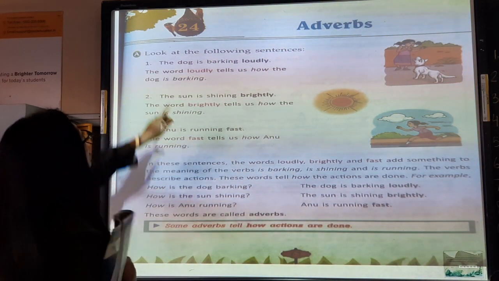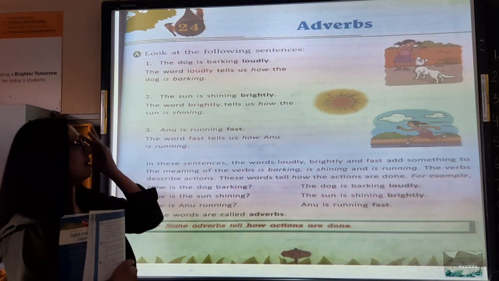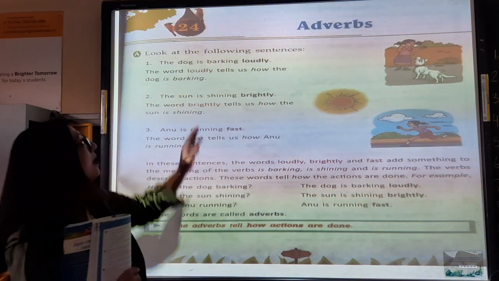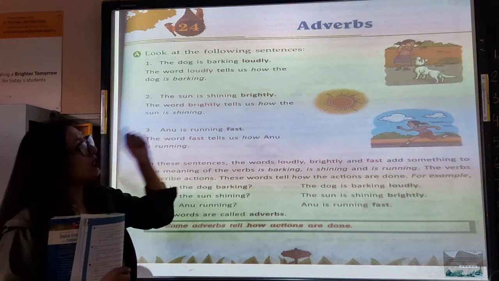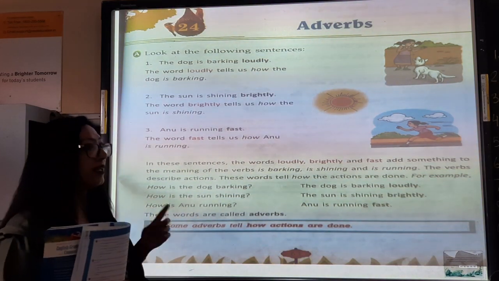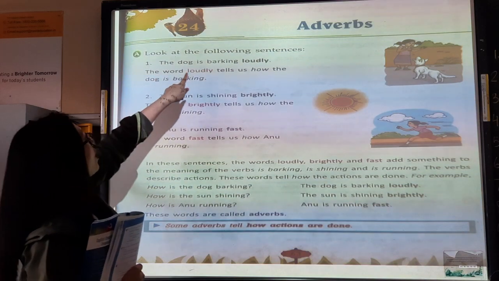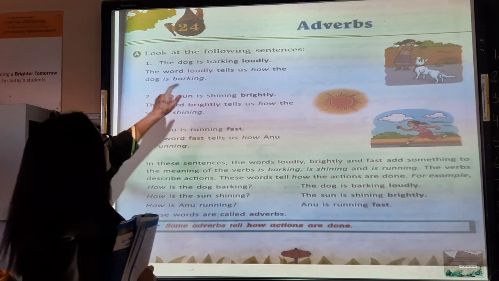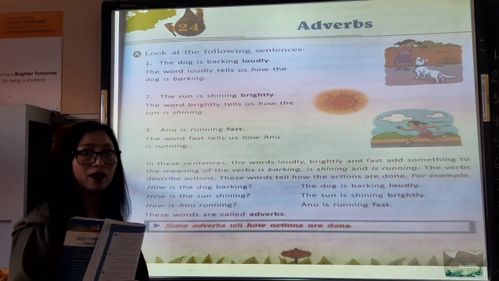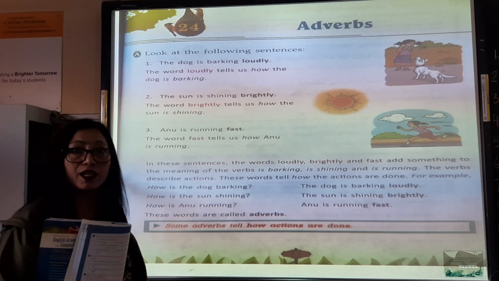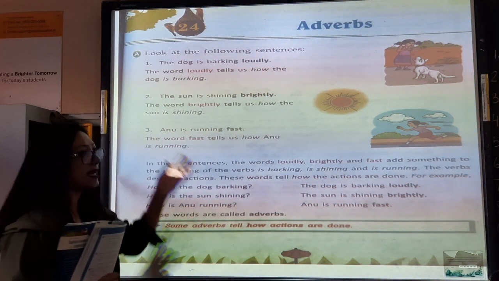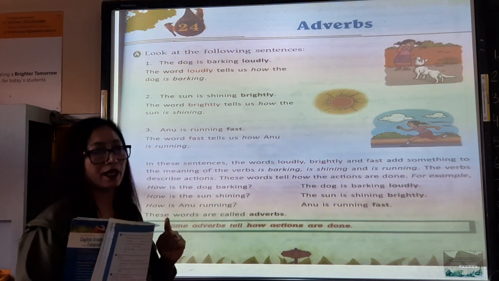Adverbs. Look at the following sentences. The dog is barking loudly. So what is the verb there? Barking. So the word adverbs, you are adding something to the verb. Okay, now let's see how. The dog is barking loudly. The word loudly tells us how the dog is barking. Is barking is the verb and is barking how? Loudly.